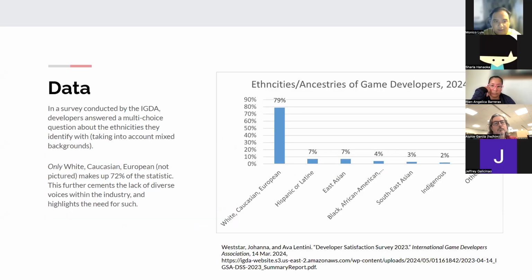Looking at more data in a survey conducted by the IGDA, which is the International Game Developers Association, developers answered a multi-choice question about the ethnicities that they identify with. This allowed them to take into account mixed backgrounds. And as you can see, 79% of developers identified as white, Caucasian, and European. But the statistic of developers that identified with only white, Caucasian, and European makes up 72% of that. This further cements the lack of diverse voices within the industry and highlights the need for such.